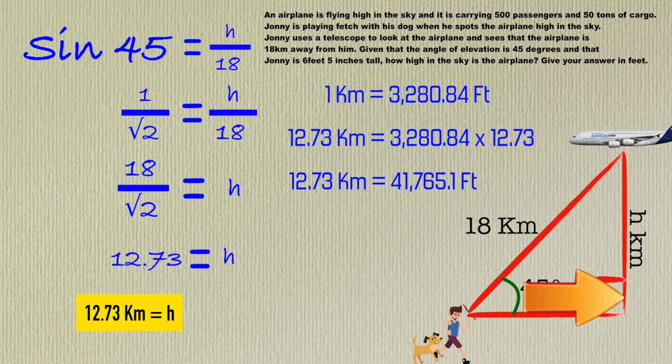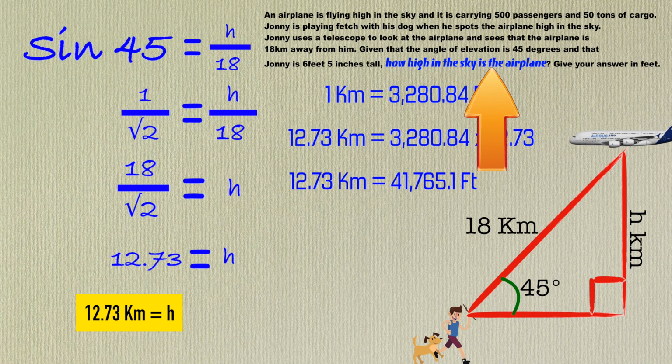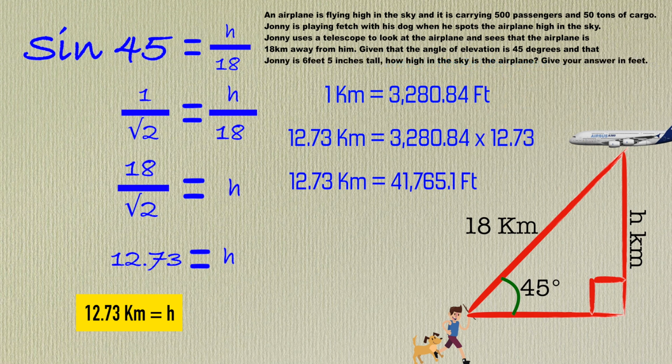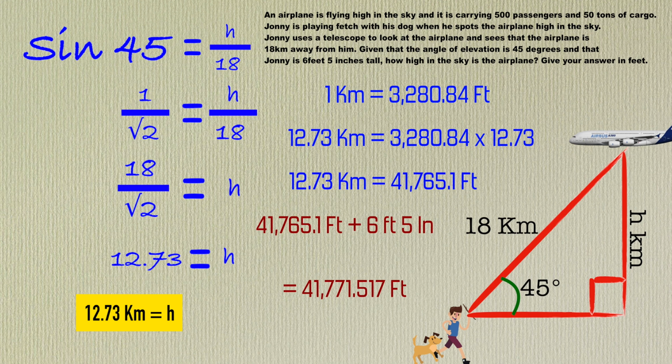Remember, we are calculating this length from Johnny's eye level, not the ground. The question, however, is asking how high in the sky the airplane is. So, to give the correct answer, we have to add Johnny's height to 41,765.1. So, 41,765.1 plus 6 feet 5 inches is equal to 41,771.517 feet. So, this airplane is flying 41,771.517 feet.